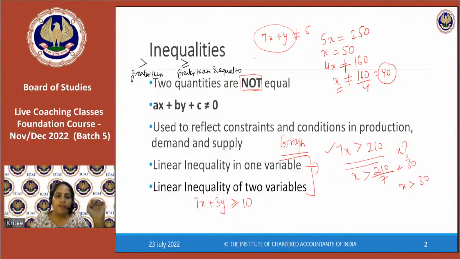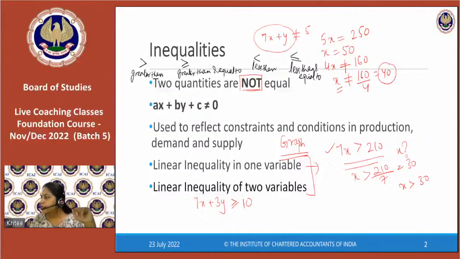And if you have something like this, it says less than. The mouth is closed on my end, so it is less than. And if I get something like this, it says less than and equal to, but not more.